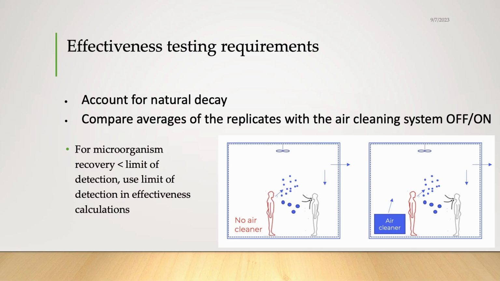So when we do chamber testing, which is really the hardest kind to do, we have to account for the natural loss that occurs when we put an aerosol into the air, as well as the performance of the air cleaning system. So you have to run two tests, one with no air cleaner, and you watch how it decays, and one with the air cleaner and watch how it decays. And by comparing the two, we can determine what the air cleaner actually did.